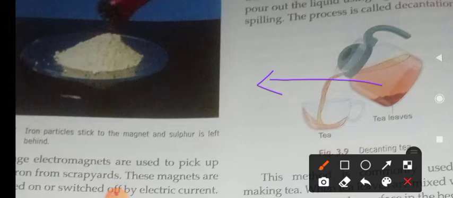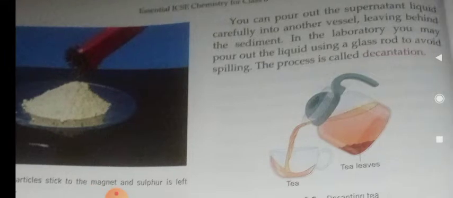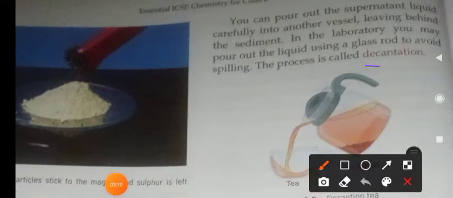Okay, so how can you separate the tea? You will slowly pour off the clear liquid into your teacup. Am I right? So this slowly pouring the clear liquid, that is tea, into the teacup, that process is called decantation. Do you understand this sedimentation and decantation process? Yes.